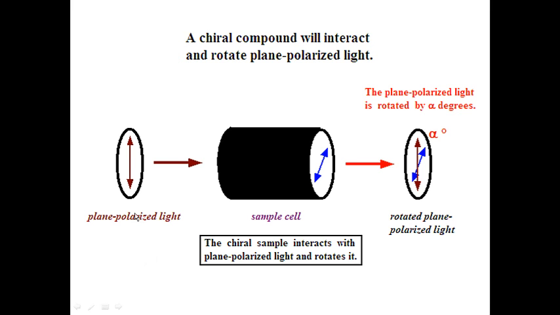So here's what happens. Take our plane polarized light, and when we pass that through a solution that contains chiral molecules, or molecules of only one orientation, the left or the right, those molecules rotate the plane polarized light. So they may start out at this orientation, and they're going to end up rotated by some number of degrees, which is called alpha.